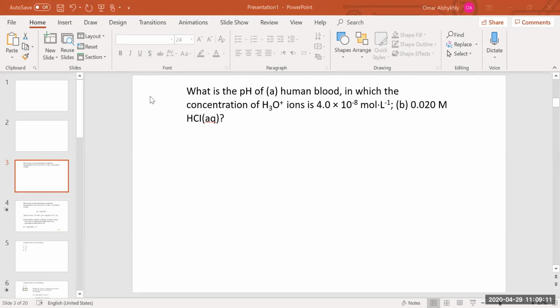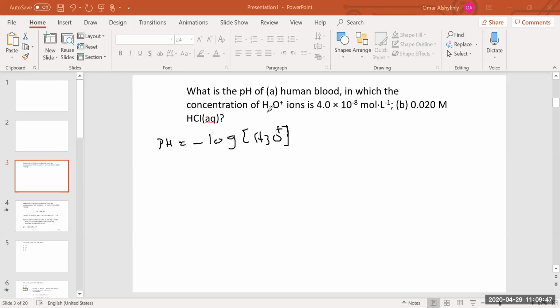Okay, let's do this example. What is the pH of human blood in which the concentration of H3O positive ion is 4.0 times 10 to negative 8 mole per liter? And B, 0.020 molar HCl. So here, first of all, the pH equals minus the logarithm of the concentration of H3O positive.